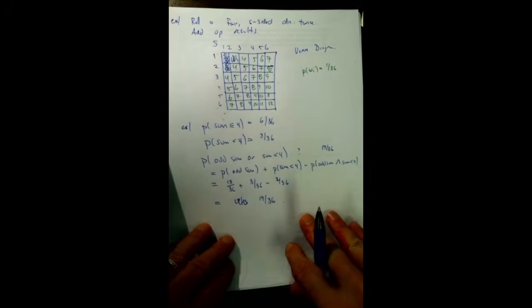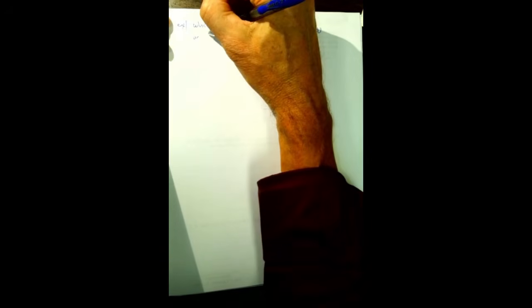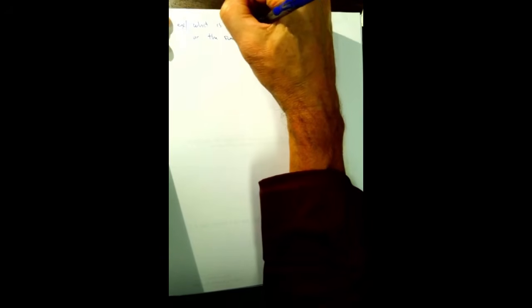Okay. I'm going to do one last example and then I'll introduce some new notation. This is a really important idea. What's the probability the first roll is odd or the sum is even?